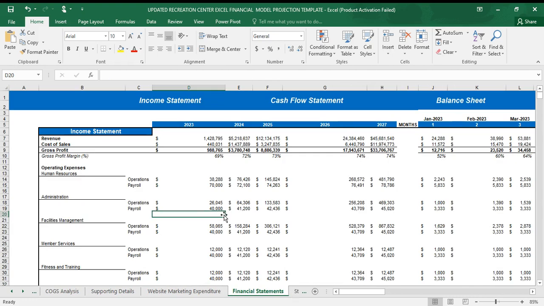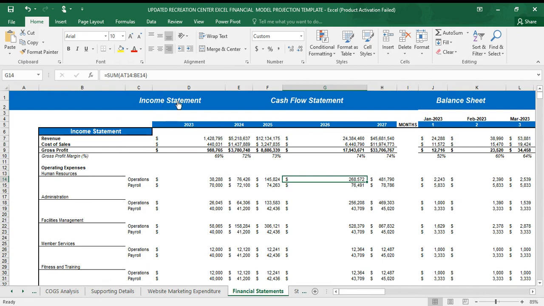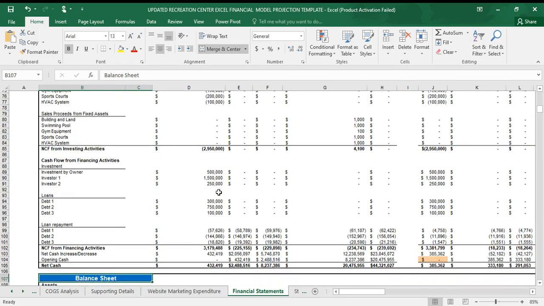In the financial statements, this is a 5-year projection financial statement. And now we have included three major financial statements. That is the income statement, which shows the financial performance of the business, the cash flow, which shows the net cash increase or decrease for each year and for each month, and then we have the balance sheet, which shows the financial position of the business.